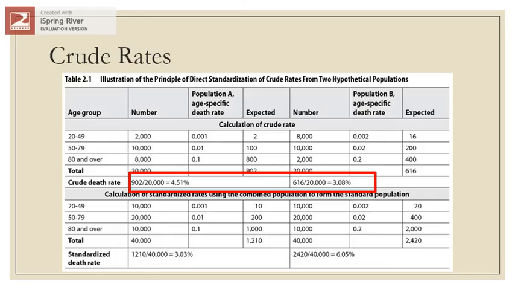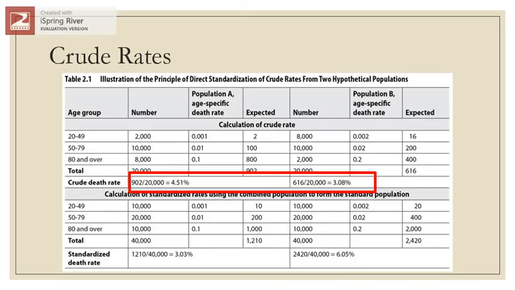So this is from your textbook, and this is an example of crude death rates. This is just showing that in this hypothetical population, the crude death rate, the number of people who died out of the number in the population, is 4.5%. And in this other hypothetical population B, the crude death rate, 616 people died out of 20,000, so approximately 3%. So in population A, the crude death rate was higher.